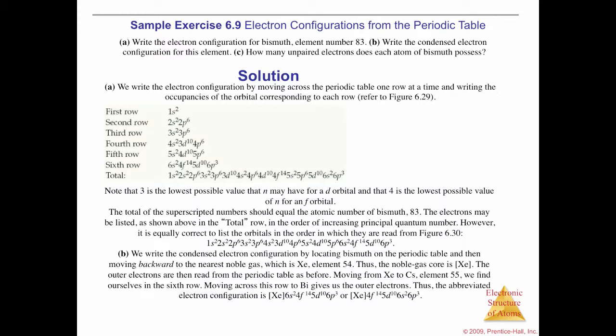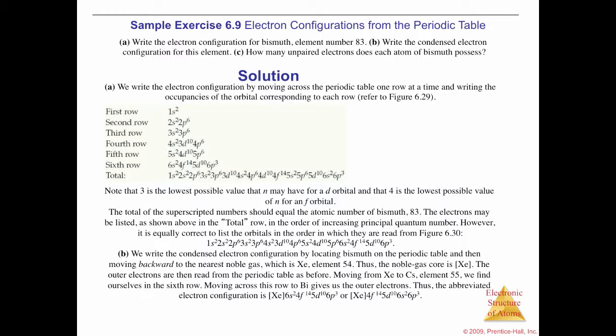So in the first row, which includes hydrogen and helium, the electron configuration starts out as 1s2. In the second row, we start out with lithium, and our configuration across the second period would be 2s2 2p6. The third period would be 3s2 3p6. The fourth period, 4s2 3d10 4p6. The fifth period, 5s2 4d10 5p6. The sixth period, 6s2 4f14 5d10 6p3.